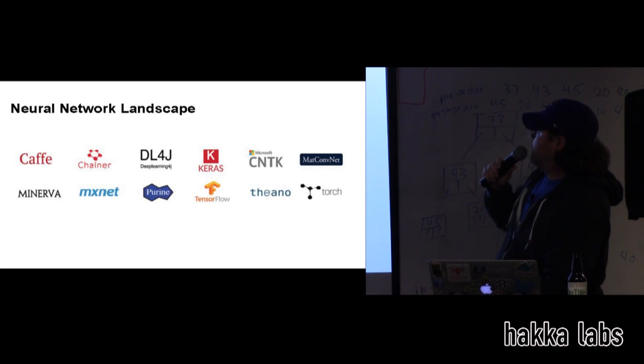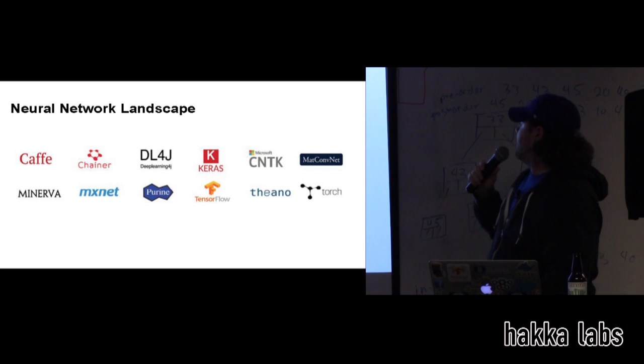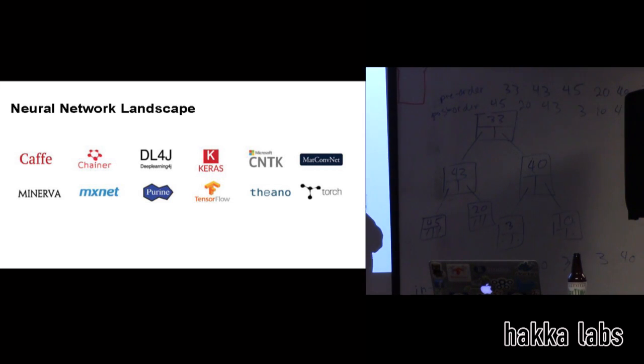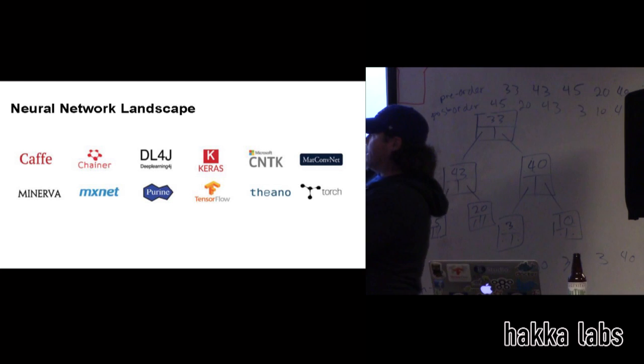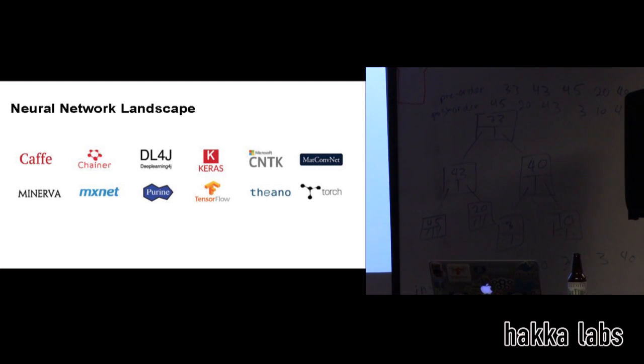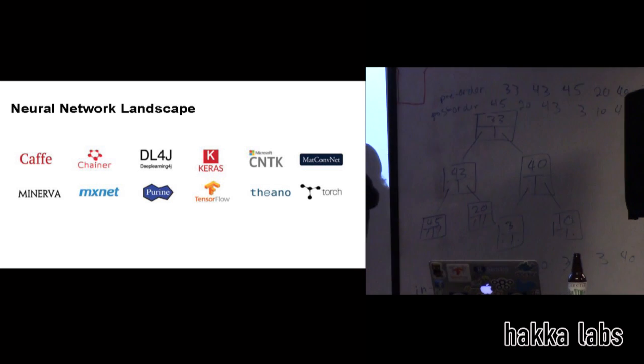Okay, quick note on the neural network landscape. This is all the rage right now, but just to remind you, there's things like Deeplearning4j, which I think everyone here has at least heard of, because it's being developed here in San Francisco. There's MXNet, Caffe. These have been around for a while.